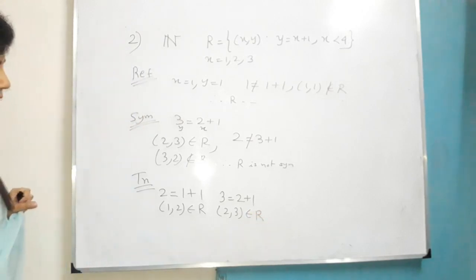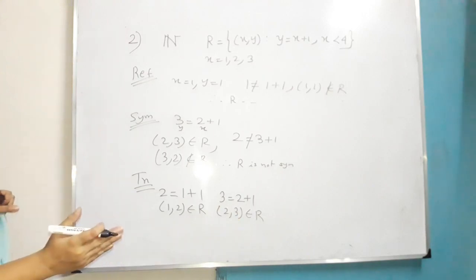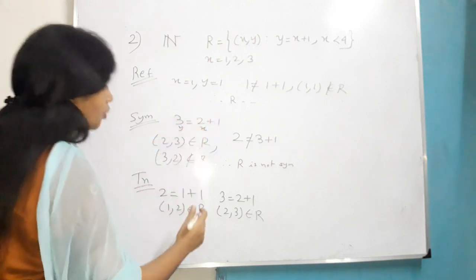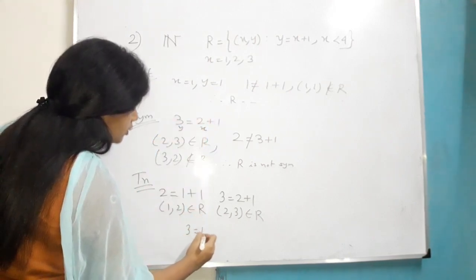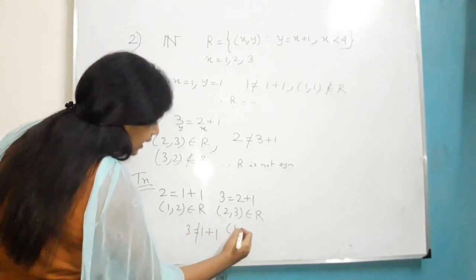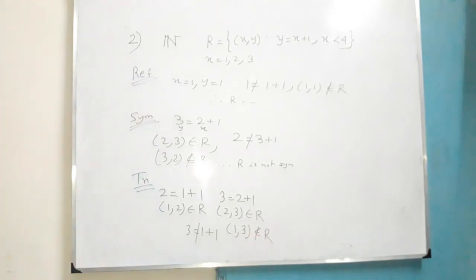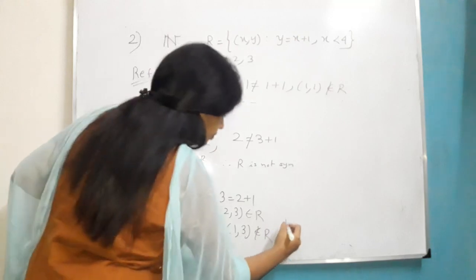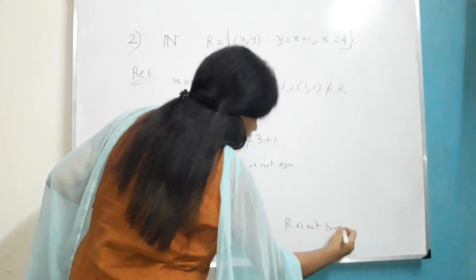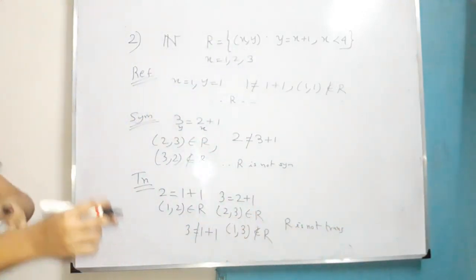Now I have to check whether (1,3) belongs to R or not. If (1,3) belongs to R, that means x is 1 and y is 3. So it should be 3 equals 1 plus 1, which is false. That means we can say that (1,3) does not belong to R. That means R is not transitive. R is not transitive, you will write in whole. Okay. Try to understand this one properly.